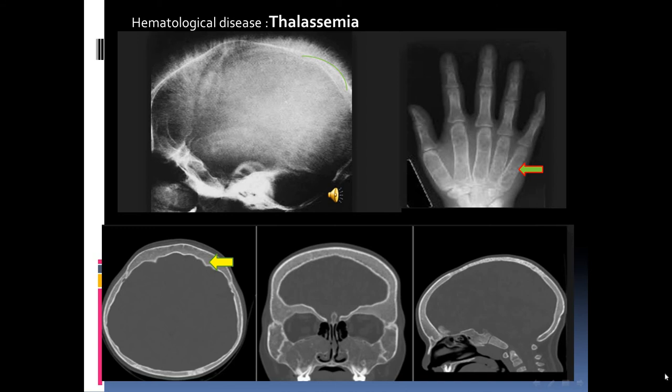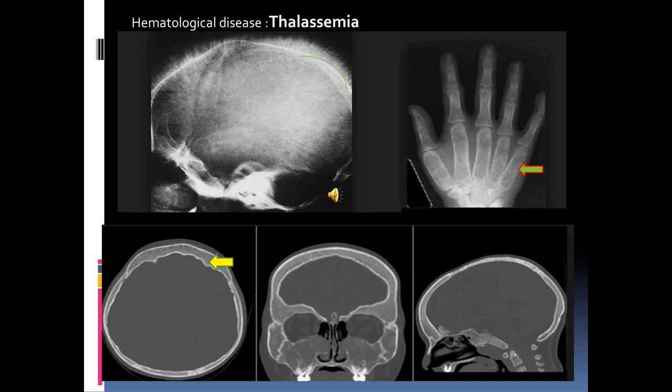In hematological diseases, we have for example thalassemia. Thalassemia is a hematological disease that affects the bone or the skeletal system in the following ways. First of all, the skull X-ray. We can notice thickening of the diploic space, as we can see that the vault of the skull here is speculated by multiple hair-like lines vertically oriented to the vault of the skull. This is called sunray spiculation, which is related to thalassemia.